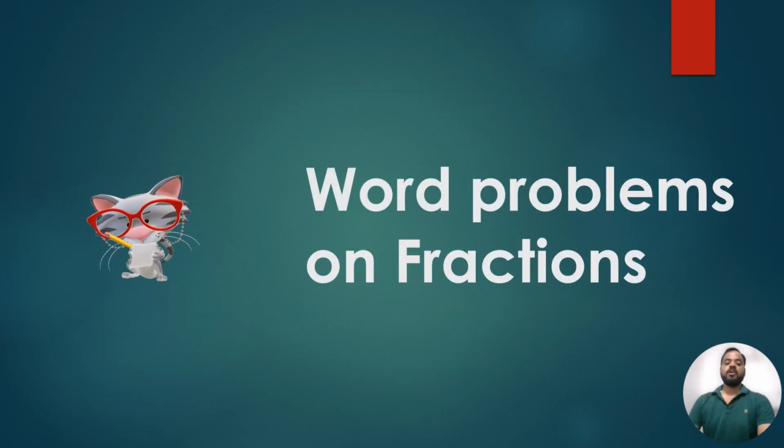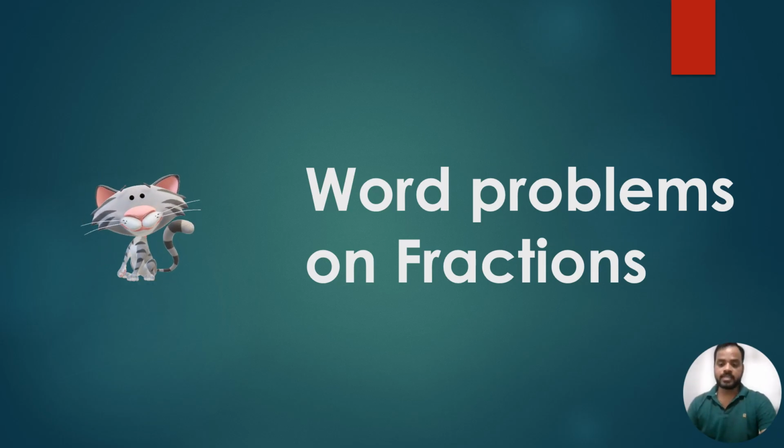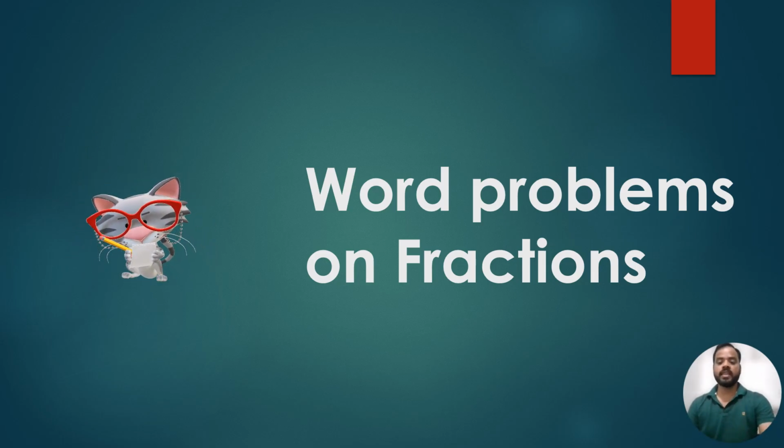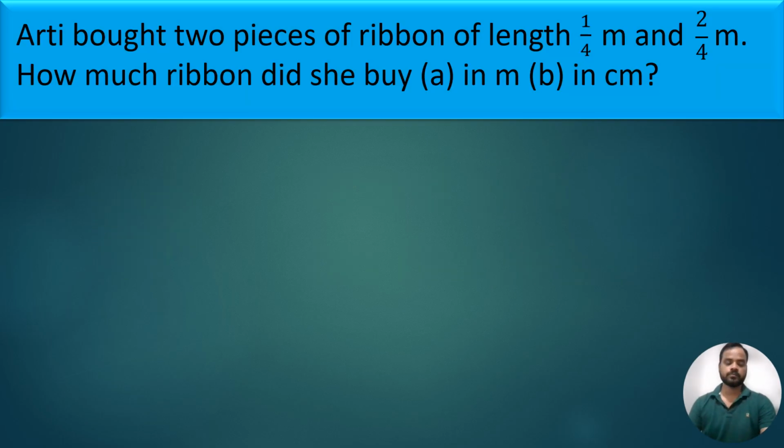Now we got much knowledge on fractions. So now let us solve some word problems based on the fractions. So the first question is, Aarti bought two pieces of ribbon of length 1 by 4 meter and 2 by 4 meter. So we have to calculate how much ribbon did she buy. We have to calculate in meter and we have to calculate in centimeter.